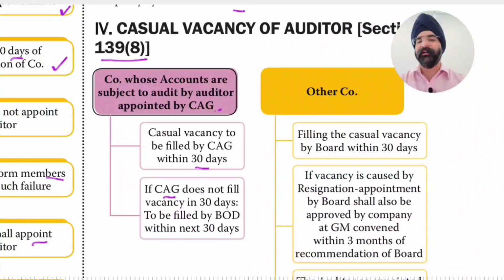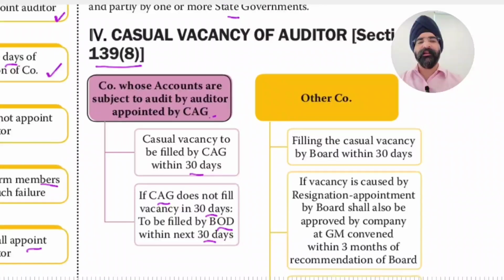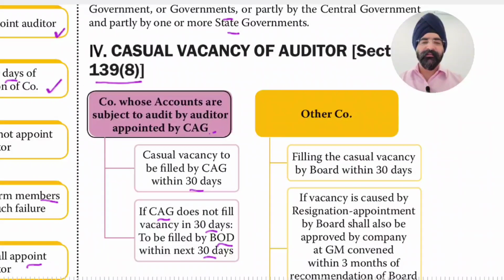If the Comptroller and Auditor General does not fill the vacancy in 30 days, it is to be filled by the board of directors within the next 30 days. So the first 30 days is given to the Comptroller and Auditor General. The next 30 days is given to the board of directors if need be. In case of other companies, filling of casual vacancies is by the board of directors within 30 days.